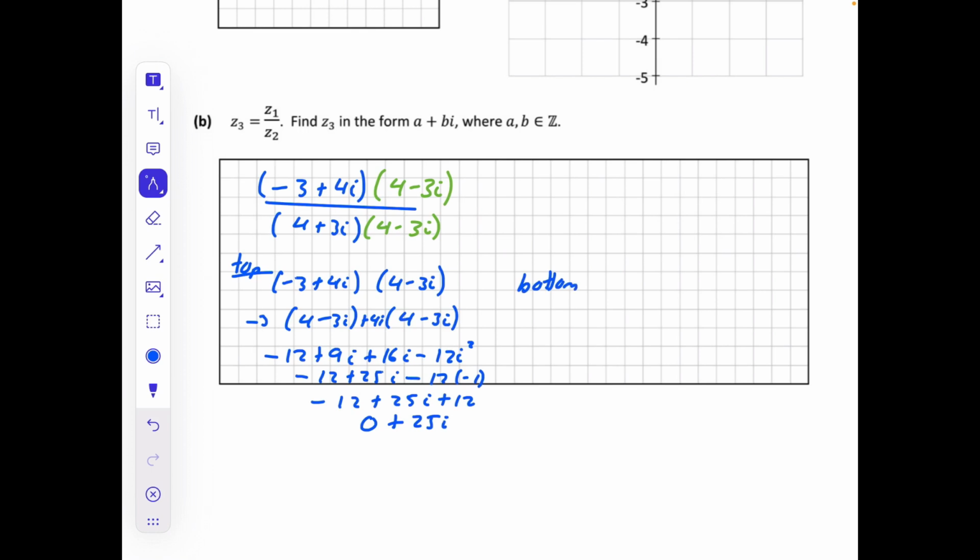And now we'll do the bottom. Already I know I'm expecting just a real number. The i's will disappear or cancel each other out in this if I have it set up correctly.